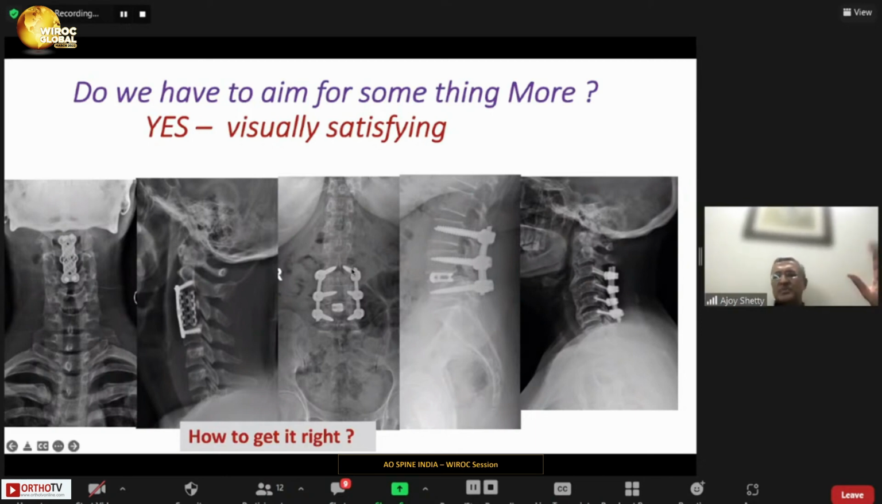Coming to the pedicle screws, how to get them symmetrically right, how to get them parallel to each other. One of the simplest ways, especially in the thoracolumbar areas, is to direct your screws towards the opposite transverse process. If you direct your screws towards the opposite transverse process, usually the tips of the screws are parallel to each other, and therefore they look aesthetically much better. Therefore, that's what we should aim for.